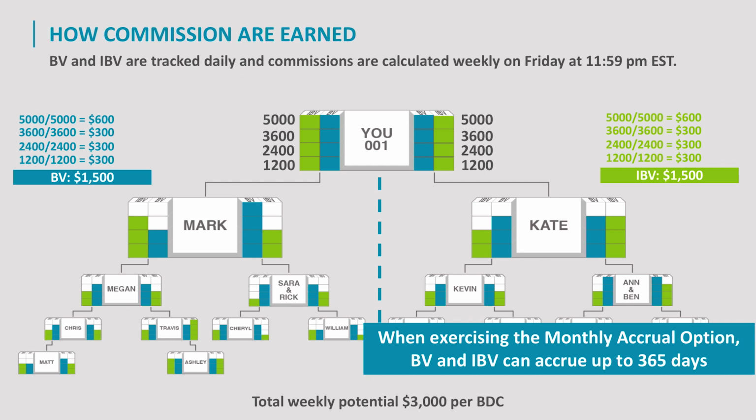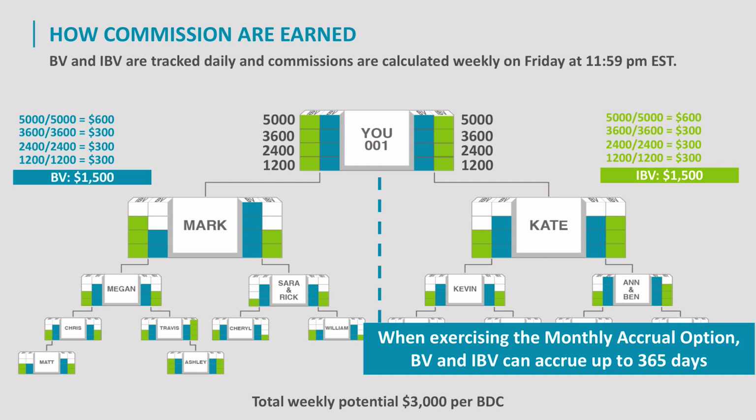And then that goes up by $1,200 each time, and you earn an additional $300 commission until you get to the last part of the pay cycle where it goes up $1,400 BV. And at $5,000 and $5,000, you earn a $600 commission. Remember, when exercising the monthly accrual option, BV and IBV can accrue for 365 days. And after you get to that $5,000 and $5,000, let's say it's in BV, the BV will reset to 0 on Saturday and start over again. But the IBV would continue accruing until it got to $5,000 and $5,000. When it got there, it would reset to 0.